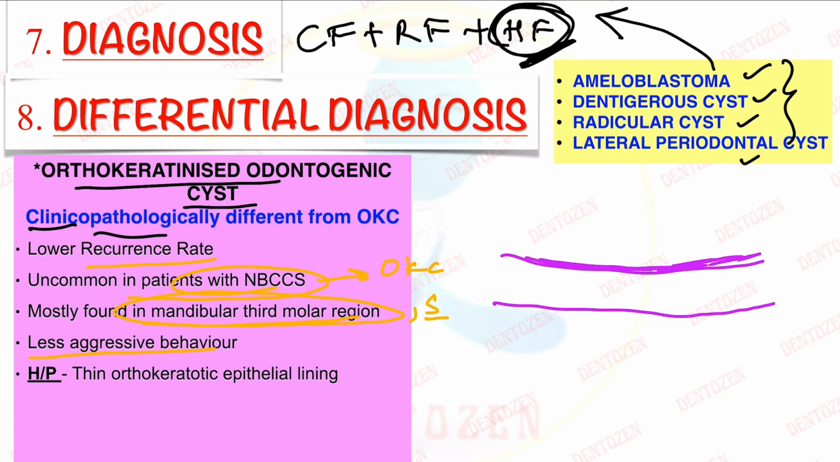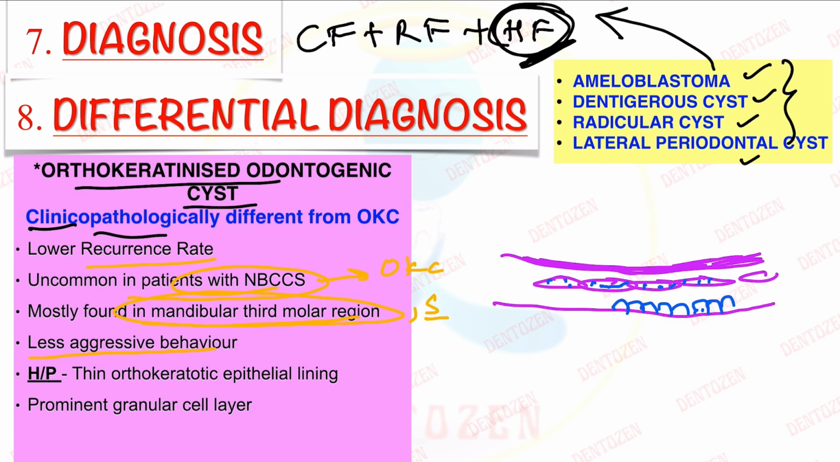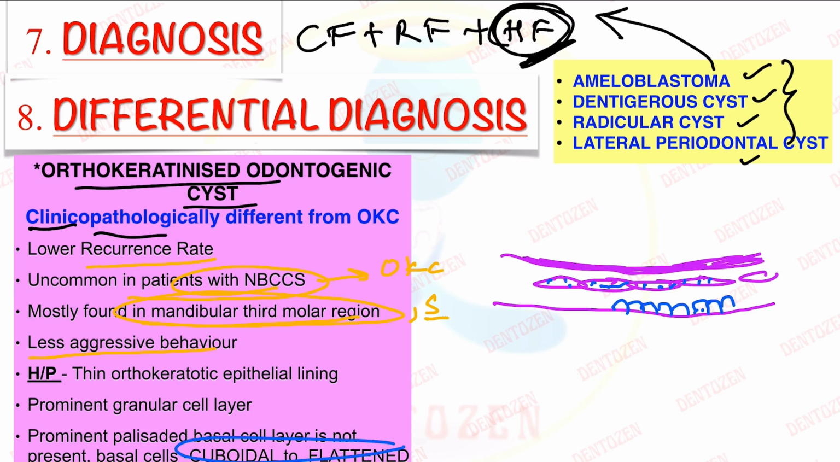That is, we do not see nuclei in the keratin, and we can see a prominent stratum granulosum layer with prominent keratohyaline granules. And the basal cell layer is different from that of OKC. It is made up of flattened or cuboidal cells.